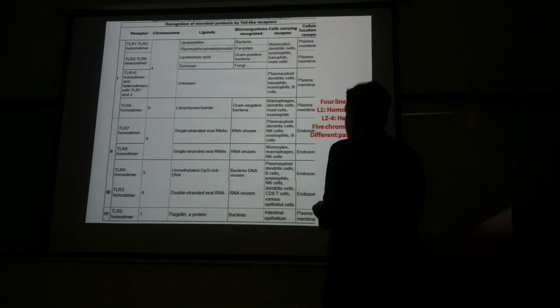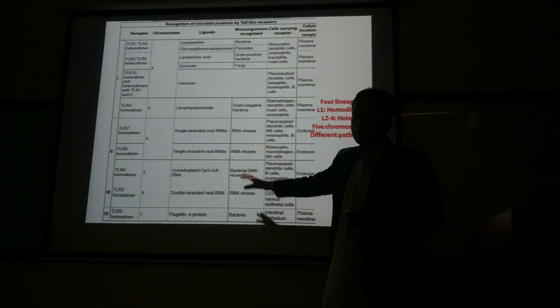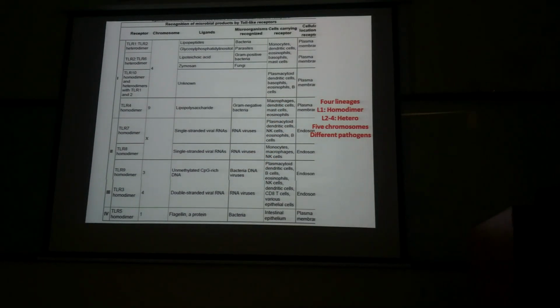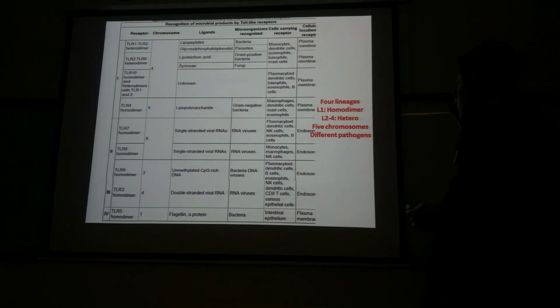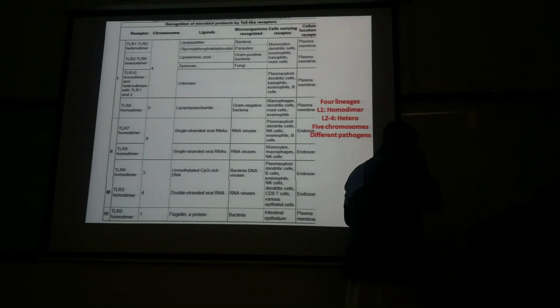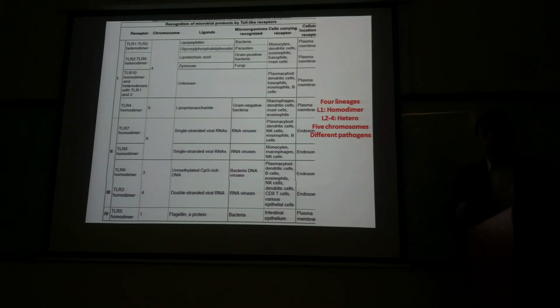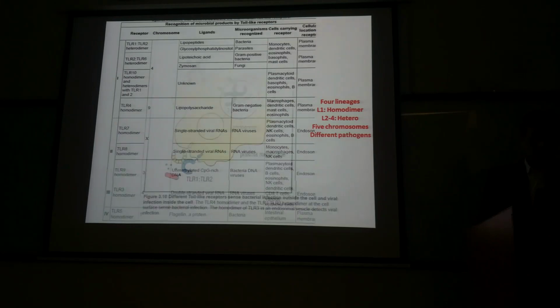And the pathogens that they recognize are different kinds of bacteria and parasites, as you see there, RNA viruses and DNA viruses, etc. All these are recognized with the help of different toll-like receptors. So we will discuss these 4 lineages, and which lineages make different homodimers or heterodimers, etc., in the next lecture.